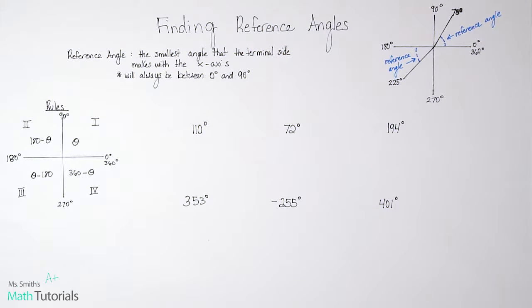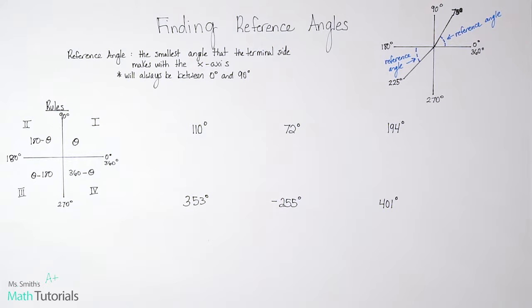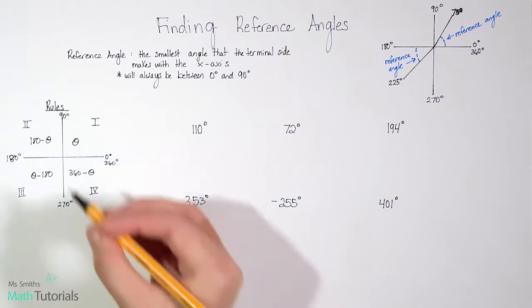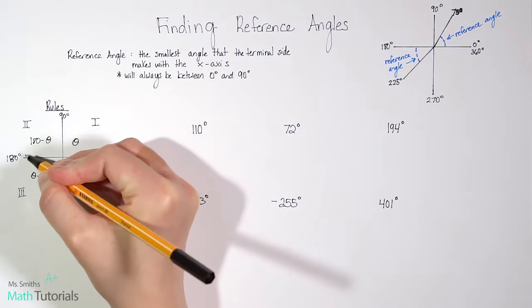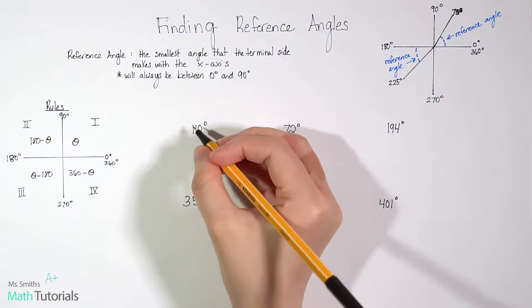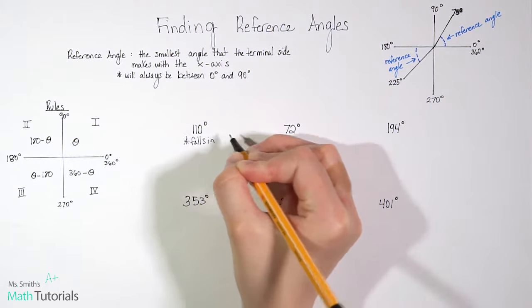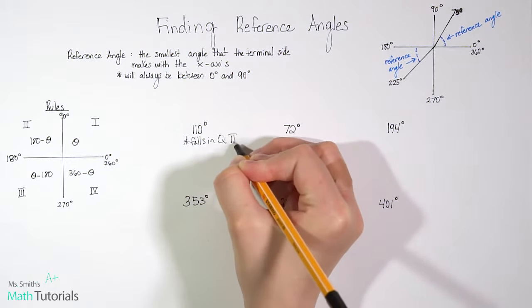Okay, so let's dive right into an example. We've got 110 degrees here, and we want to know what would be the reference angle. Well, let's think about where 110 degrees would fall. That's definitely more than 90, but it's less than 180. That would fall in quadrant 2. So let's just note that. So 110 degrees falls in quadrant 2.